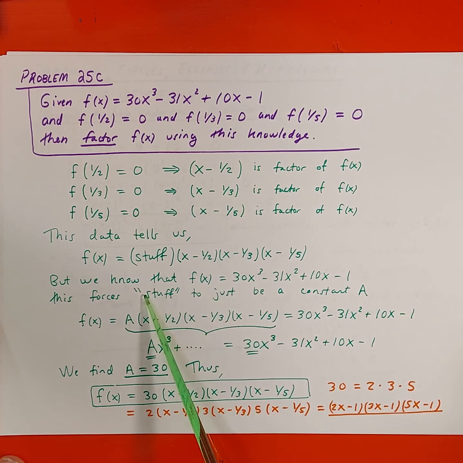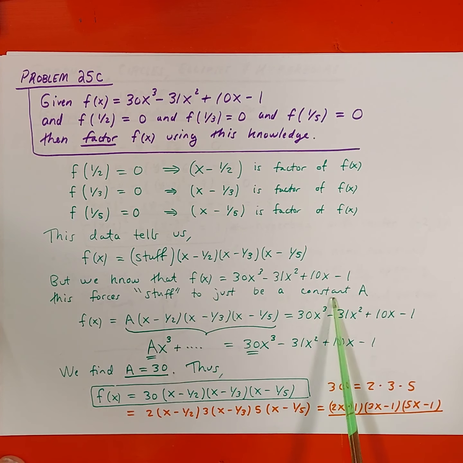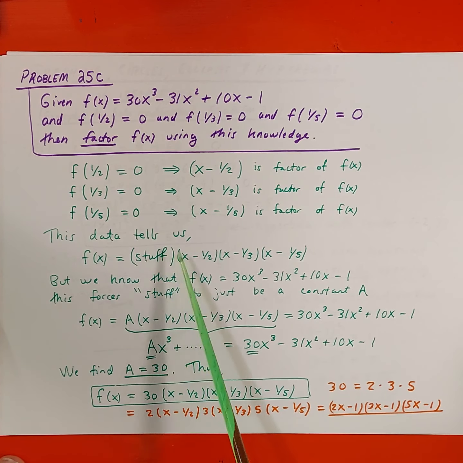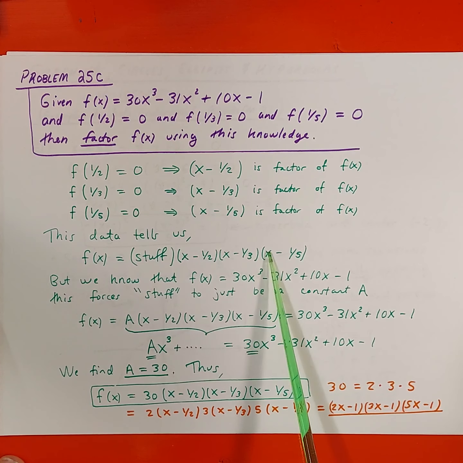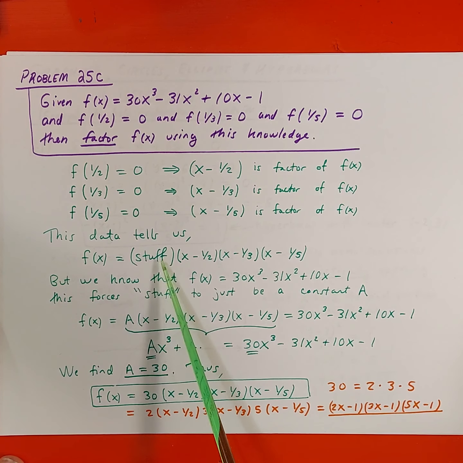So if you look at it, that means that this stuff has to just be a constant, because if you multiply this out, you've got x times x times x, which gives you x cubed. So all that's left over room for is a constant there. So we can say, okay, there's a constant, let's call it a.